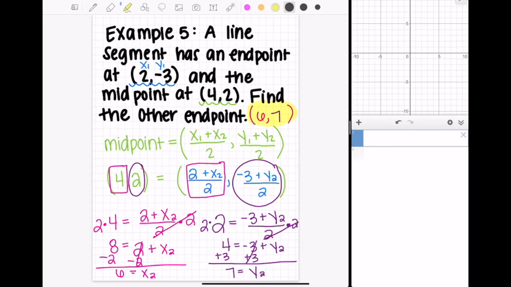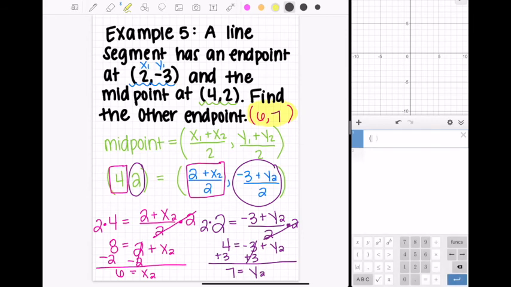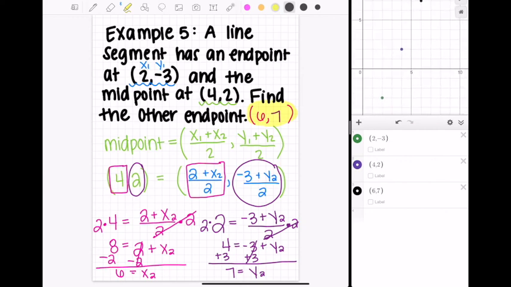Now what we can do here is double check that in Desmos. So let's graph, using parentheses, 2, negative 3. So that's 1 point. The midpoint was 4, 2. And the other endpoint is 6, 7, or that's what we're checking. Okay, so if I look at these 3 points, I can see that that midpoint does fall exactly halfway between the green point and the black point, so that black point, 6, 7, is the other endpoint that we were looking for.